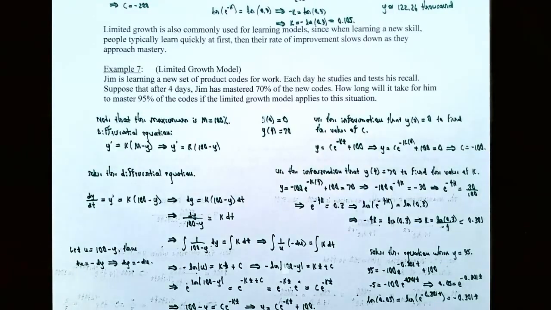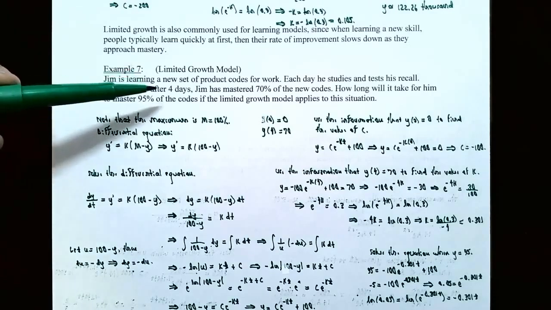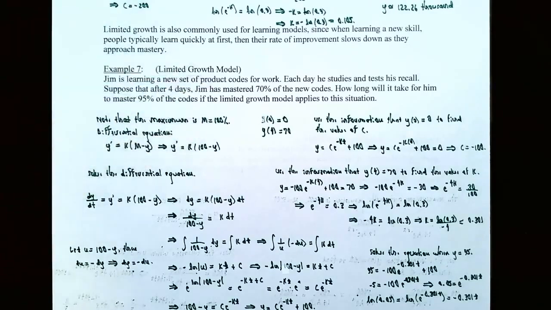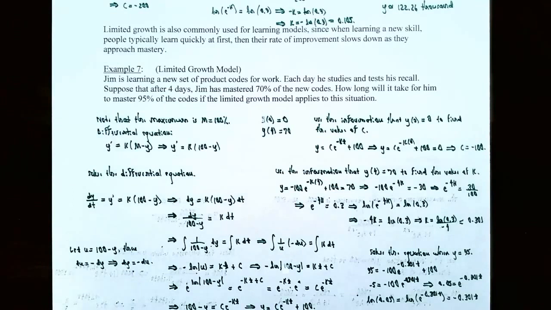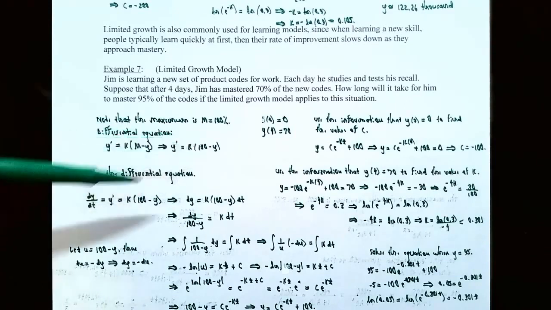So just like the last example, we have a couple pieces of information that we can use. After 4 days, so whenever t is 4, Jim has mastered 70%. So y of 4 is 70. And also assuming that Jim didn't learn any codes at first, so no time has passed, Jim learned 0% of the codes. So y of 0 is 0. So let's start off by solving the differential equation first. So y prime will be replaced with dy/dt again, equals k times the quantity 100 minus y.